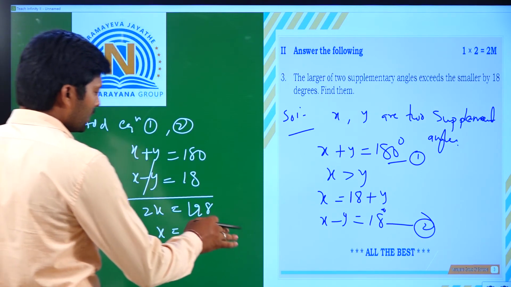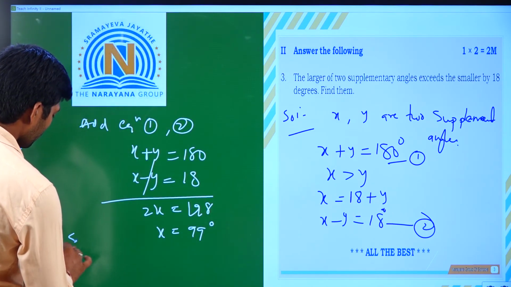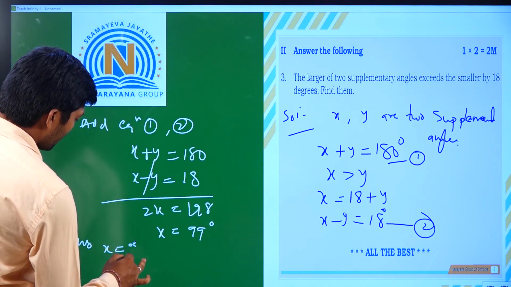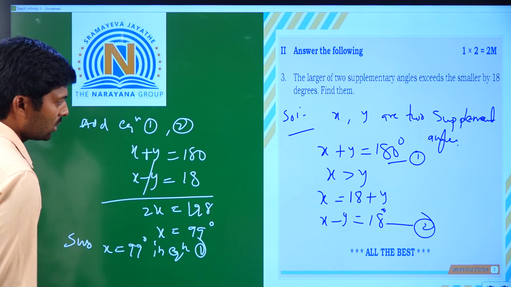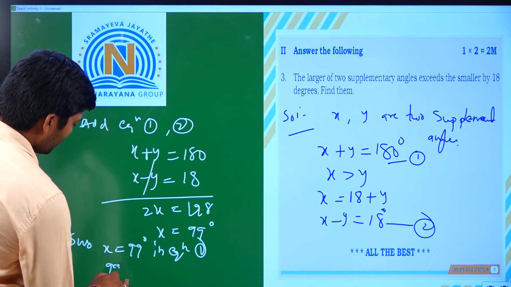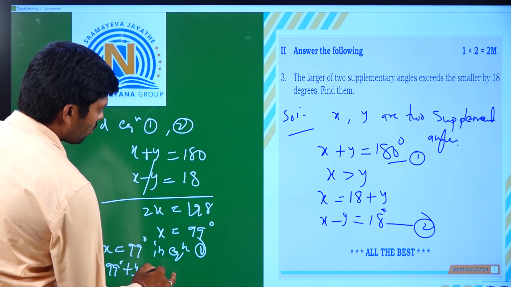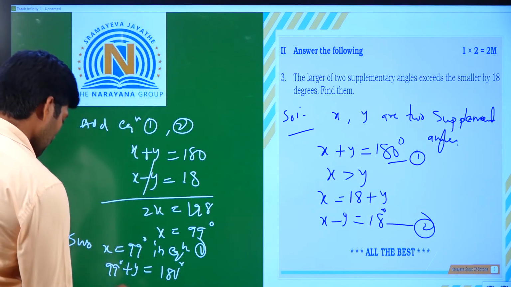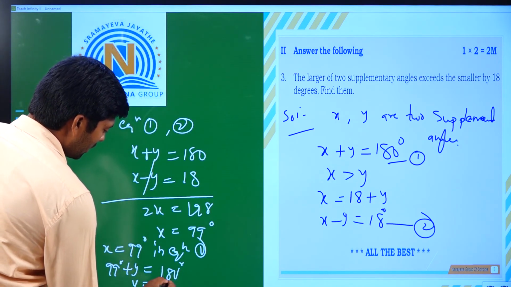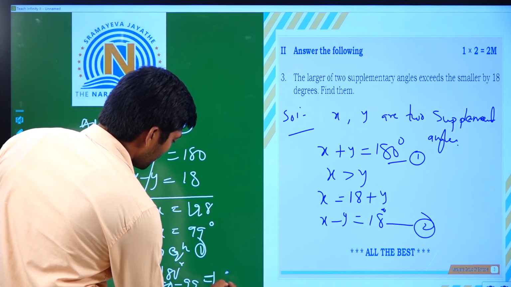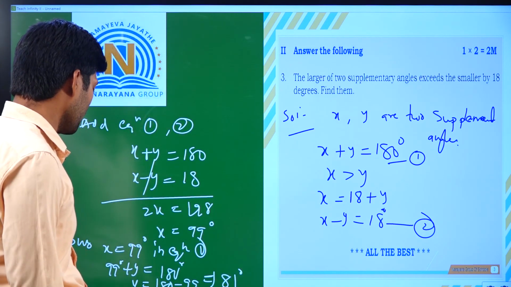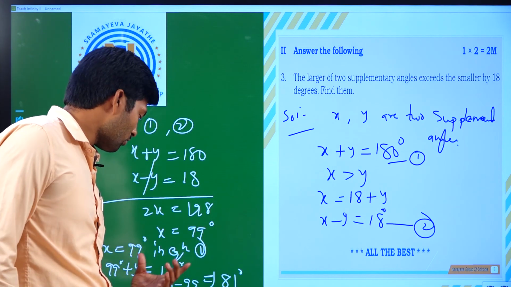Substitute x is equal to 99 in equation 1. That is 99 plus y is equal to 180 degrees. So y is equal to 180 minus 99, which is 81 degrees. So x is 99 degrees, y is 81 degrees.